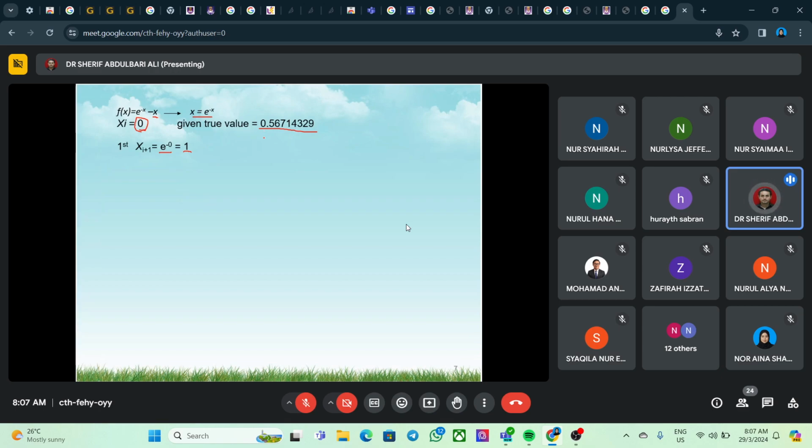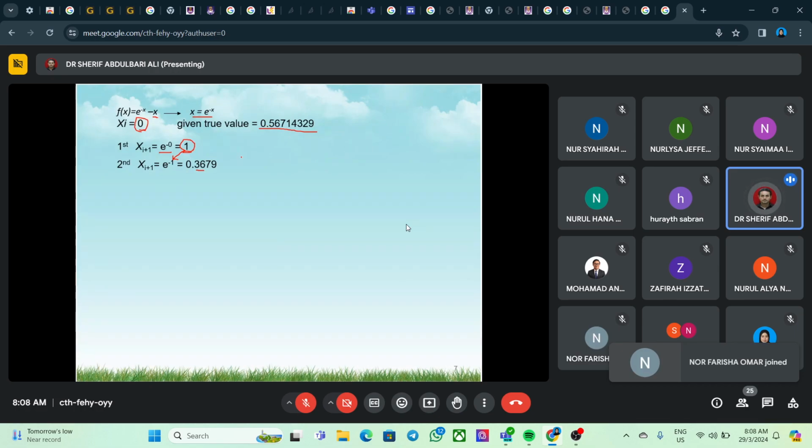So now I will go for the next iteration. To go for the next iteration, x is no more equal to 0, x is equal to 1, because you already found it here. So you're going to use this value as the input for the second iteration. For the second iteration, x_{i+1} will be equal to exponent negative 1. So I take this value, I put it here. So the answer will be equal to 0.36. When you compare with the true value, the error is still going to be huge.